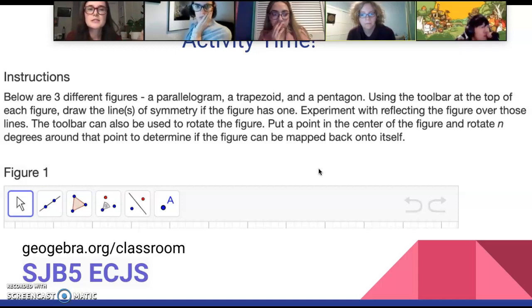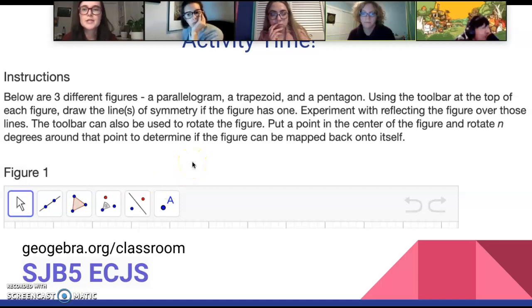To do this, I want you to use the toolbar at the top of each figure. The toolbar can help you draw the lines of symmetry, and then you can reflect over that line. You can also rotate using the toolbar. You can put a point in the center of the figure, and then you're able to rotate around it. I was able to narrow down your toolbar, so you only have what you actually need to use.